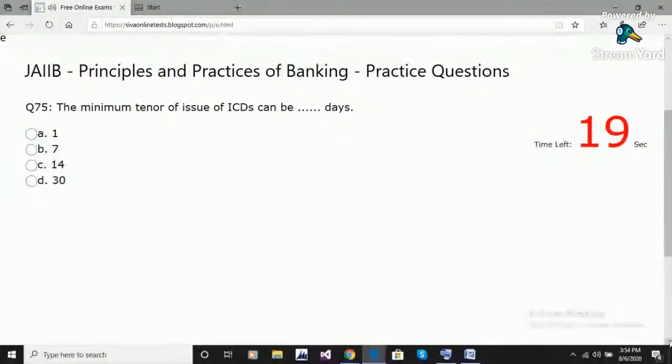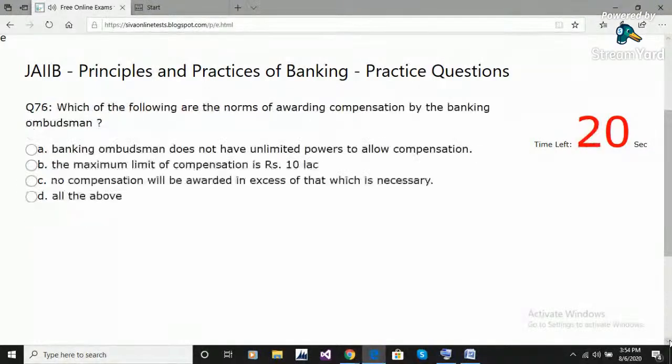Question 75, the minimum tenor of issue of ICDs can be? Days. Option A 1. Option B 7. Option C 14. Option D 30. Answer A 1. Question 76, which of the following are the norms of awarding compensation by the banking ombudsman?